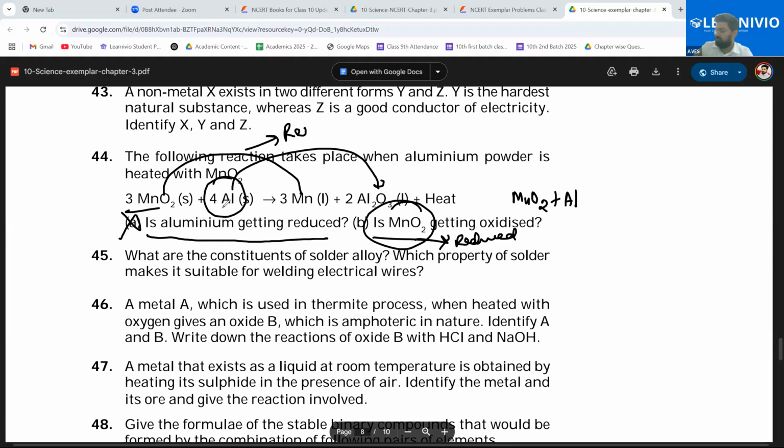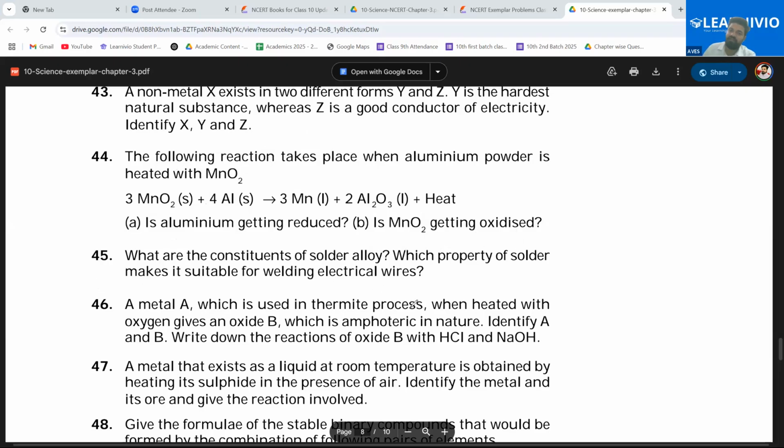Okay, got it, man? Rayan, you there? Yes, sir. Afreen, you there, beta? Are you there? Yes, sir. So we have done this one. So have you done question number 46? Have you done question number 46?